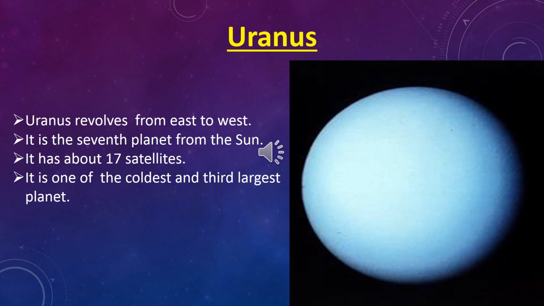Now comes Uranus. It's blue in color and a very beautiful planet. Uranus revolves from east to west like Venus. It is the seventh planet from the Sun. It has about 17 satellites. It is one of the coldest planets and the third largest planet. Which is the first one? Jupiter. Second one, Saturn or Titan. And the third one is Uranus. And because of its size, it is visible to naked eyes also.